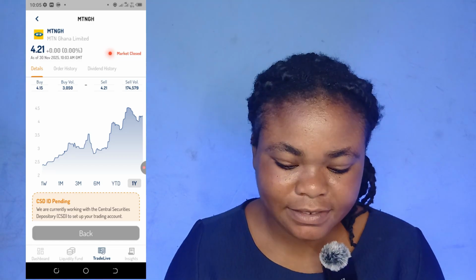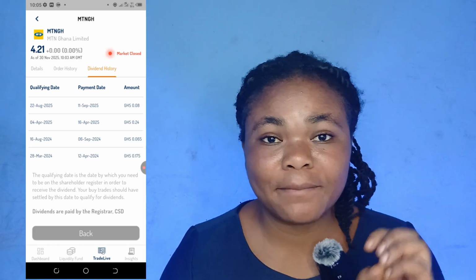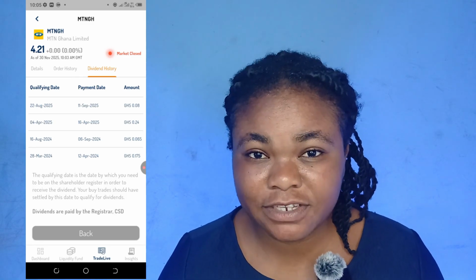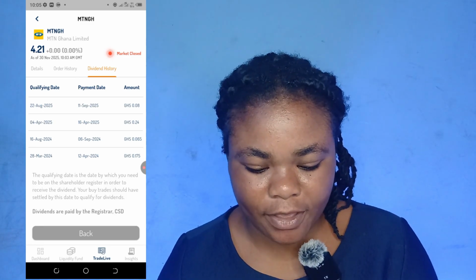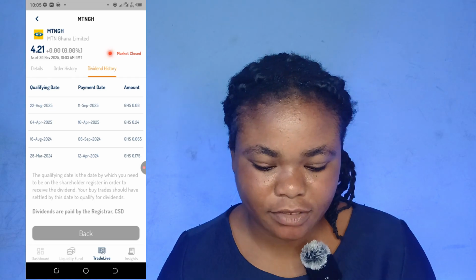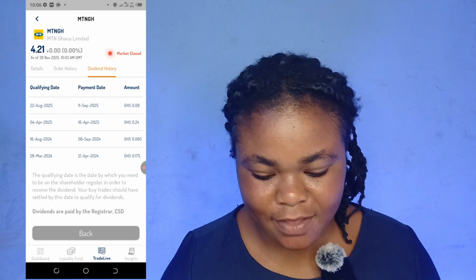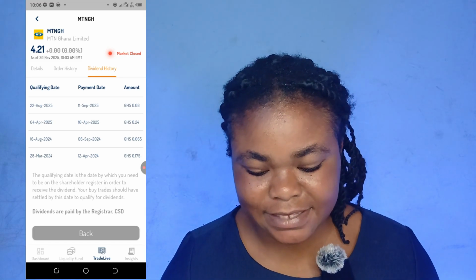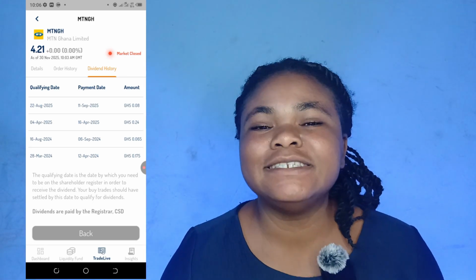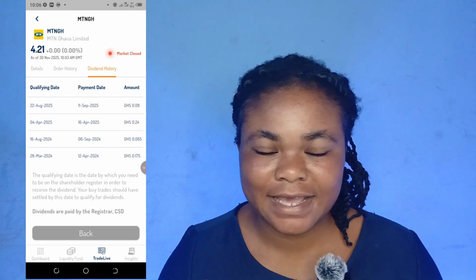And this is their dividend history, the amount of dividend you earn when you buy the MTN shares. We have the qualifying date, payment date, and then the amount. The qualifying date is 22nd August 2025, and the payment date is 11th September 2025. The amount they paid is 0.08, which is 8 pesewas.